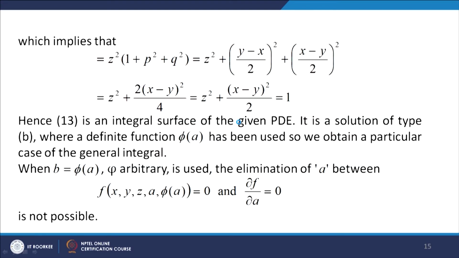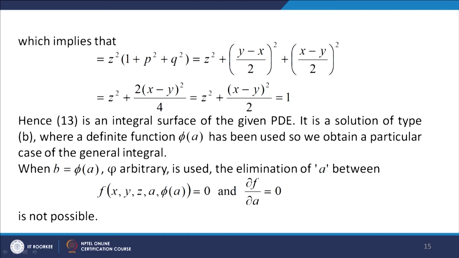Then z square into (1 plus p square plus q square) will be equal to z square plus (zp) square, where zp is equal to (y minus x) by 2. So, z square plus ((y minus x) by 2) whole square, and zq is equal to (x minus y) by 2, so ((x minus y) by 2) whole square. What we get is z square plus (x minus y) whole square by 2, but (x minus y) whole square by 2 plus z square is equal to 1.